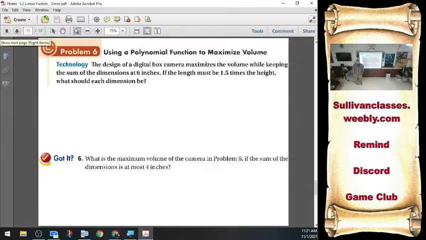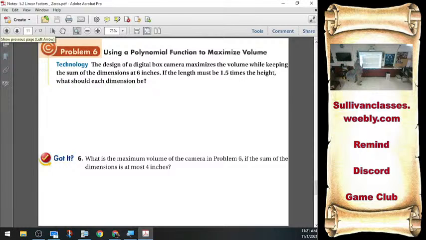So, can you do it in words? Yeah, you can do words. Okay, the design of a digital box camera maximizes volume while keeping the sum of the dimensions at 6 inches. What are dimensions? Length, width, and, in this case, length, width, and height, or length, width, depth. Okay, it's a box. Length, width, height is what most people are going to go with.